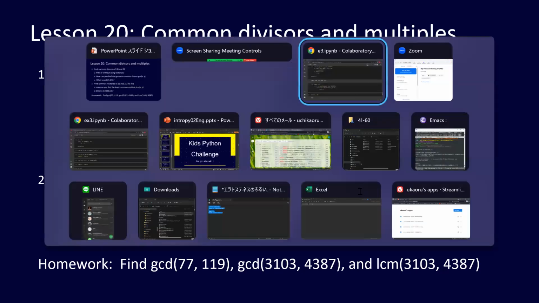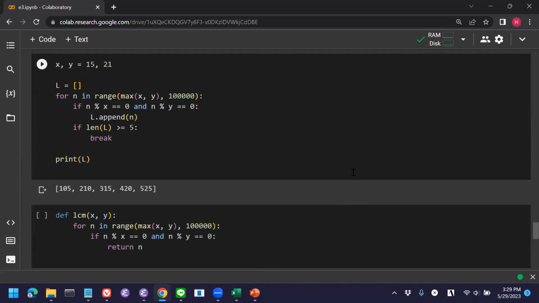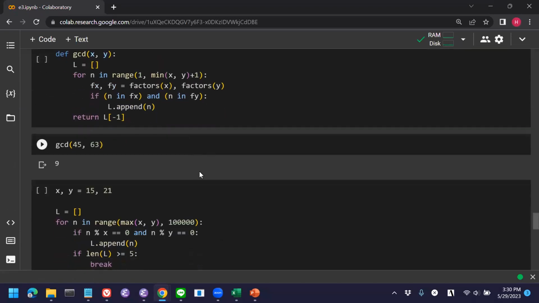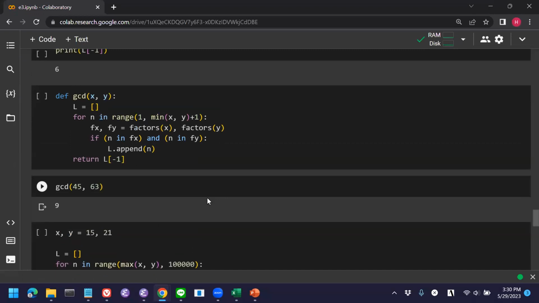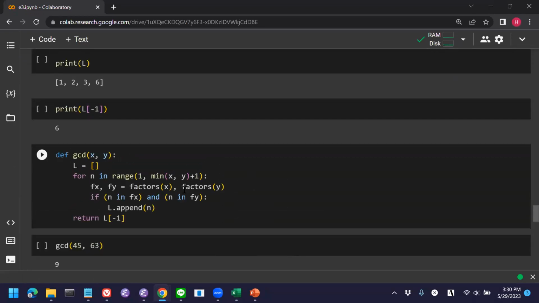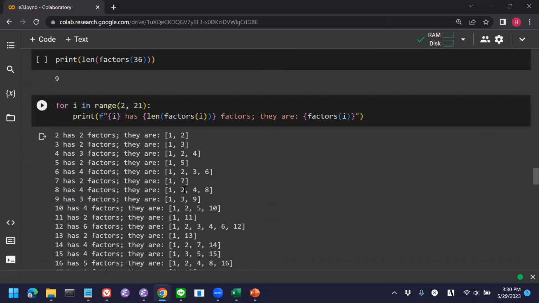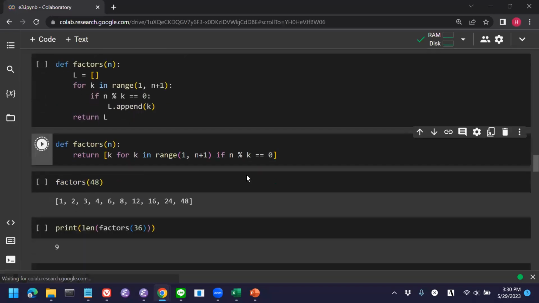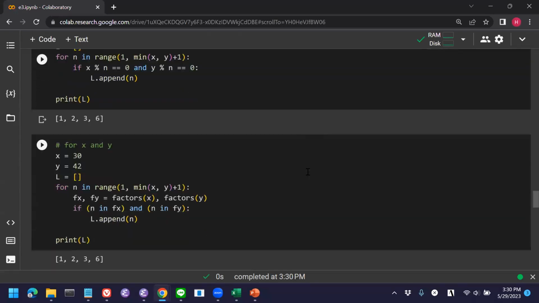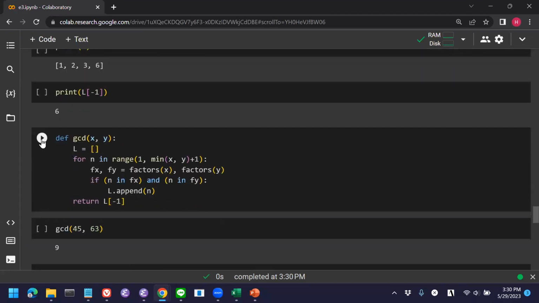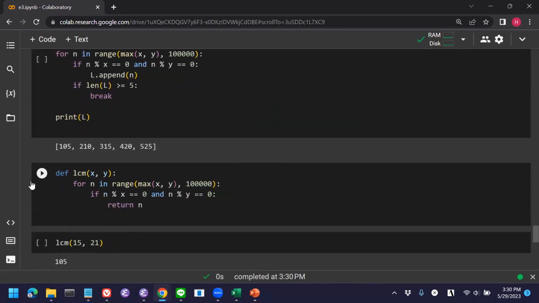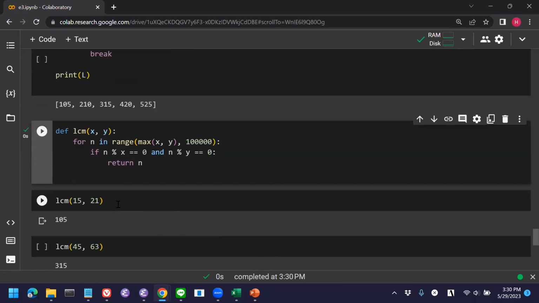Okay, open E3, connect. And what we were doing was, given two numbers, how to define, say, GCD and LCM. So what we need is the factors function first. Where is it? Factors. Okay, two versions of factors. We will use the shorter one. And then we can define GCD here, and maybe LCM here. Okay, let's quickly do the homework.